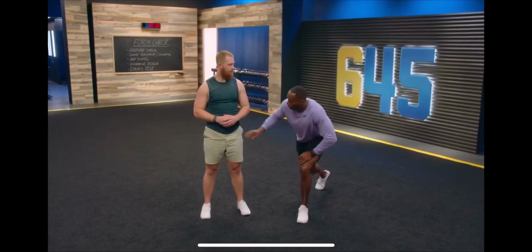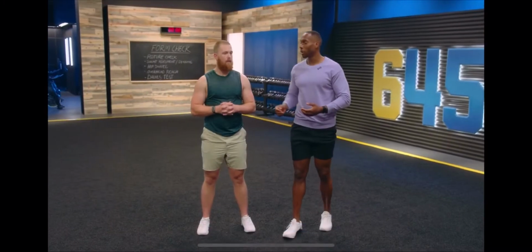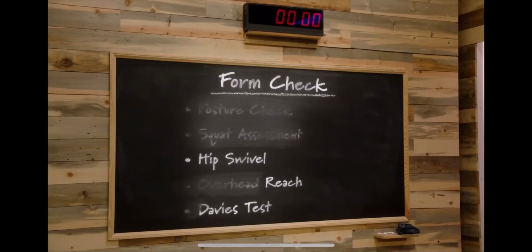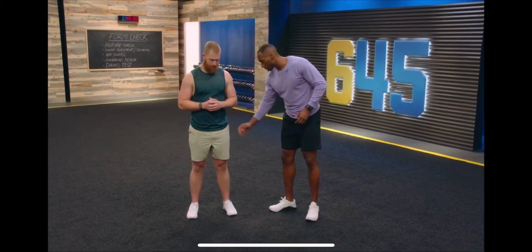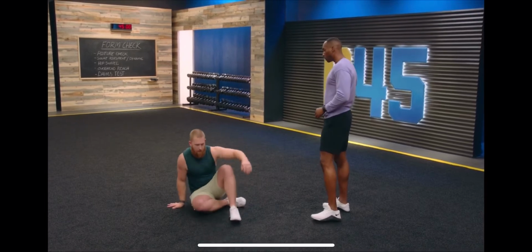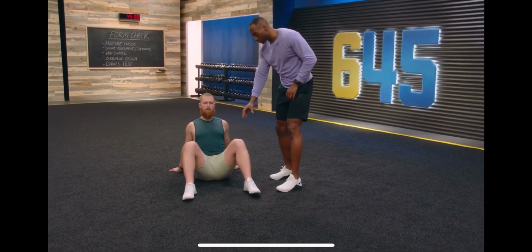Great job. So, if you found that you had any of those dysfunctions, please check it off. And we're gonna go into our next assessment. So the next assessment that we're gonna check is internal external rotation at his hip. So Cody, I'm gonna have you sit down on the ground. I want you to place your hands behind your back, give yourself stability and have your knees bent.